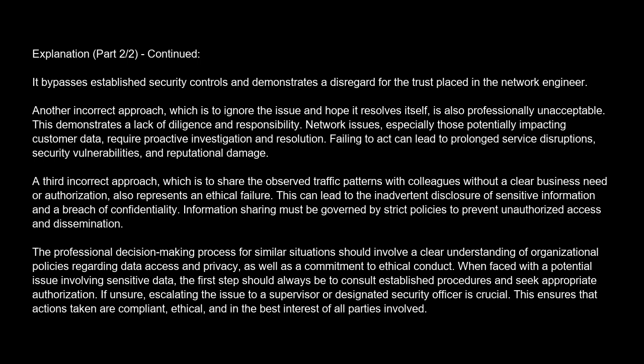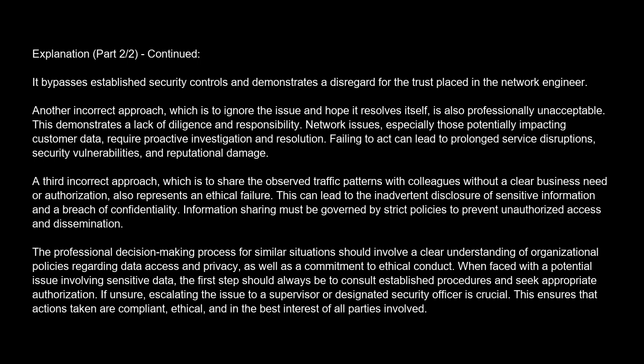A third incorrect approach, which is to share the observed traffic patterns with colleagues without a clear business need or authorization, also represents an ethical failure. This can lead to the inadvertent disclosure of sensitive information and a breach of confidentiality. Information sharing must be governed by strict policies to prevent unauthorized access and dissemination.